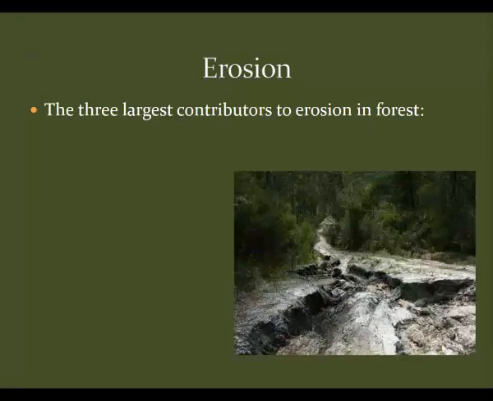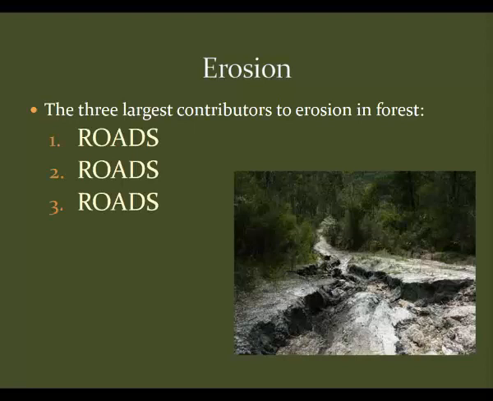So there's a joke in forestry that says, what are the 3 largest contributors to erosion in the forest? And the answer is roads 1, roads 2, and you guessed it, number 3 is also roads. And so sometimes we could say erosion is the major problem in the forest, not, again, soil that's coming off areas where timber harvesting has actually taken place.